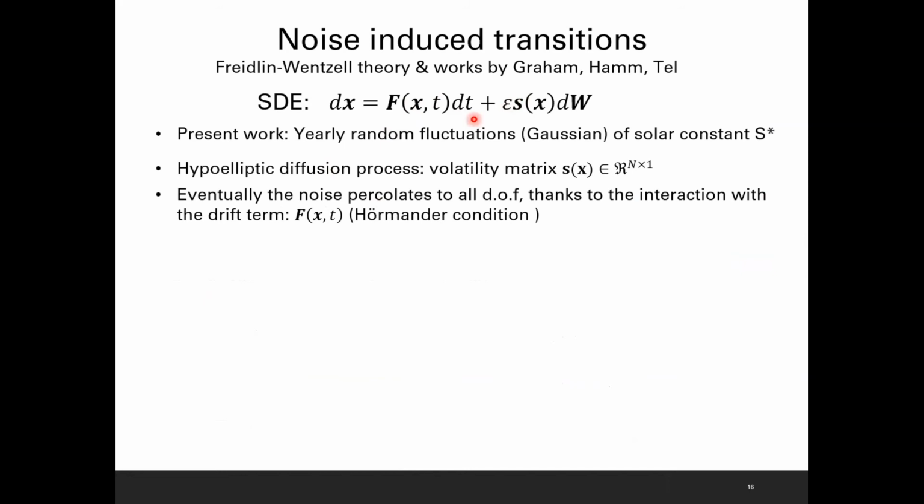Okay. In our case, we did it with yearly random fluctuations, and it's important to remind that the solar constant, as we introduce it, is just a single parameter. The way that it percolates to the rest of the degrees of freedom is what we call here a hyperelliptic diffusion process. And indeed, it works, because in some sense it's the main driver of the incoming energy and therefore the diffusion of that energy to the rest of the degrees of freedom.